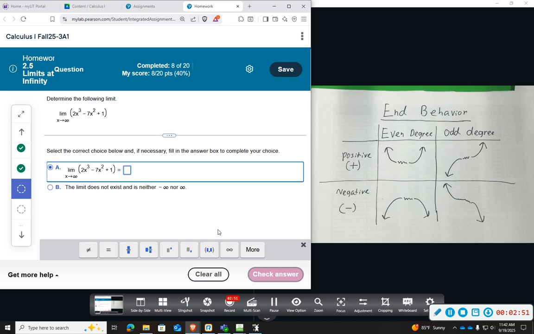So this is just the same as end behavior. Of course, you can plug in numbers and see what happens as the number gets bigger and bigger, but it's the same trend as end behavior.